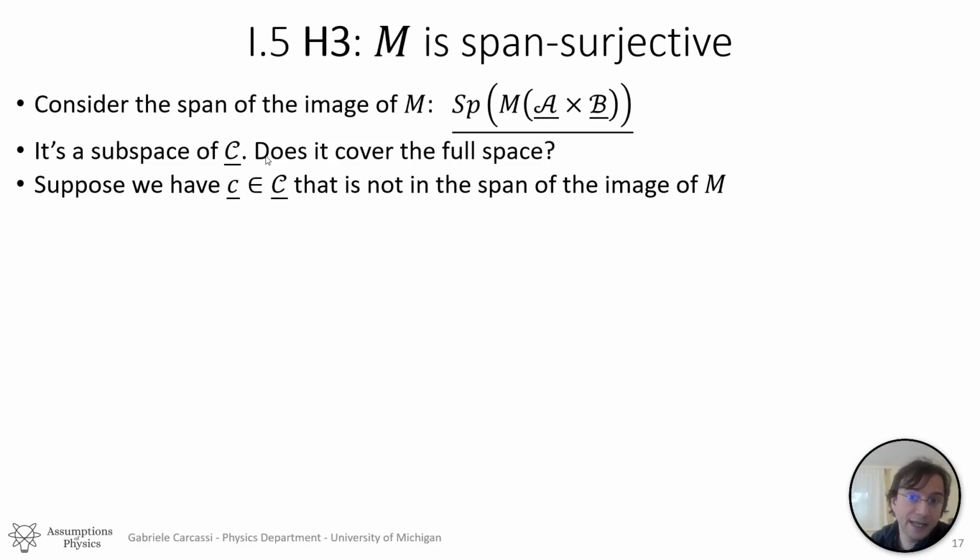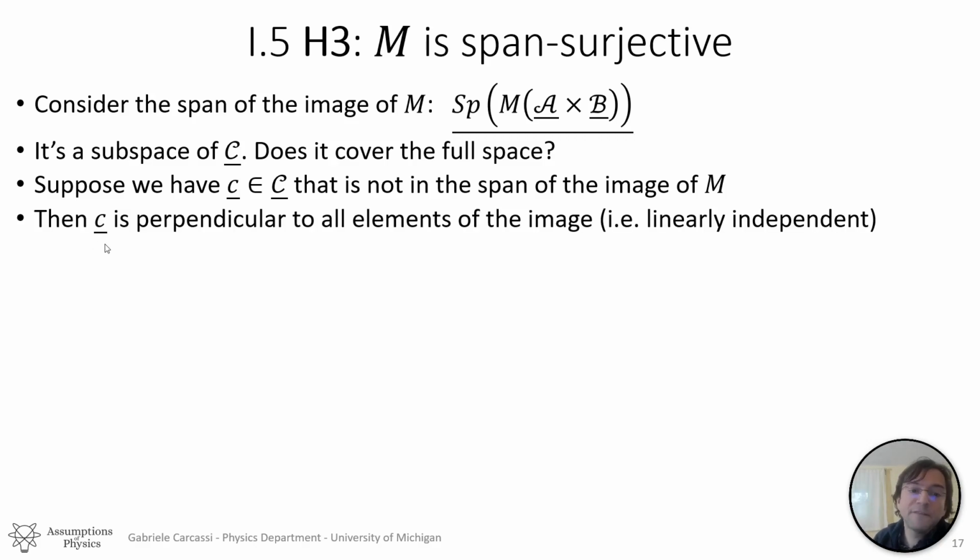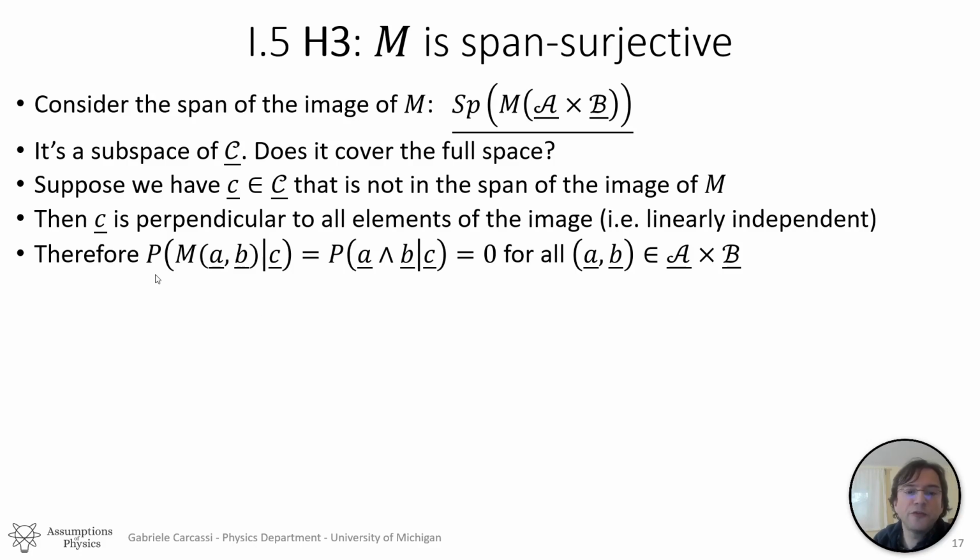Well, suppose it doesn't. Suppose there is a state that is not in the span of the image of M. So we cannot think of C as a linear combination of independent pairs of A and B. If that's the case, then C is perpendicular to all elements of the image, right? Because C is going to be linearly independent from anything that we can get from A and B. This means that if we ask what is the probability that we find the combination of A and B given C, that has to be zero because they are orthogonal subspaces. And it has to be zero for all pairs A and B.